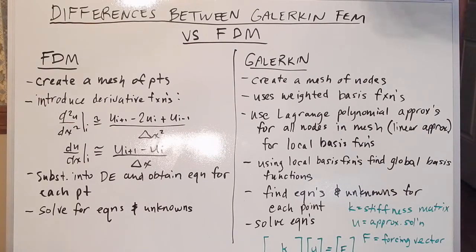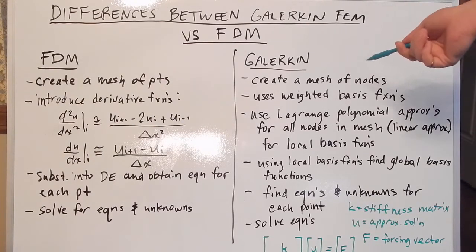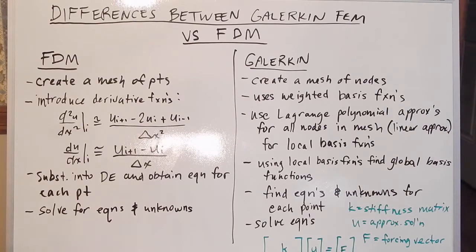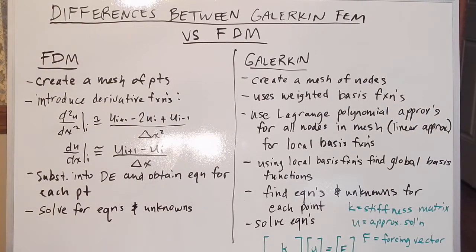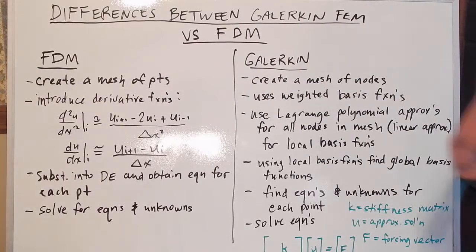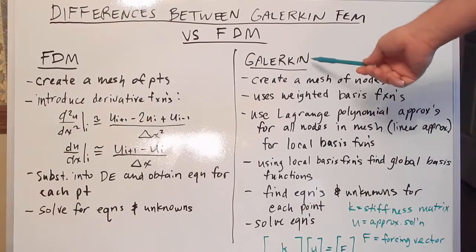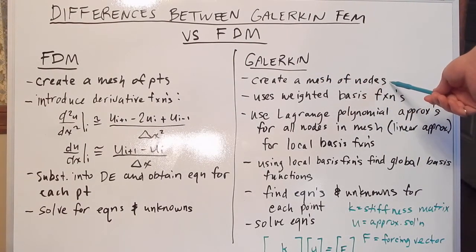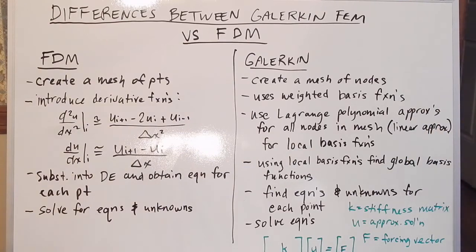And the aim of the Galerkin method is to produce a linear system of equations to represent a differential equation for solving. So some of the steps involved with a finite difference method approach: the finite difference method approach creates a mesh of points, whereas for Galerkin we're really considering a mesh of nodes.